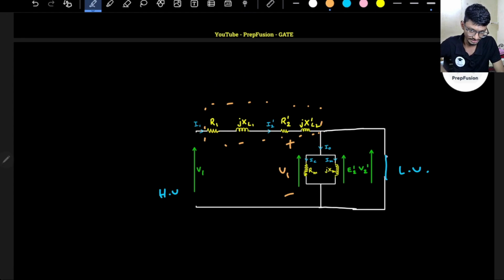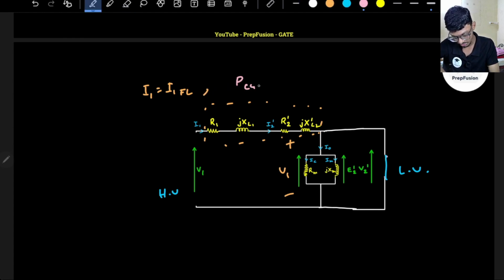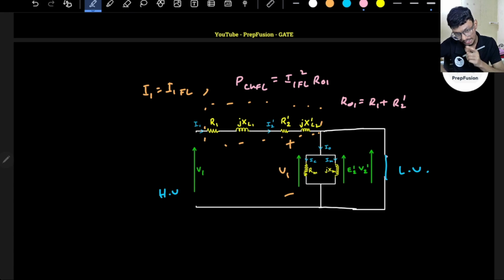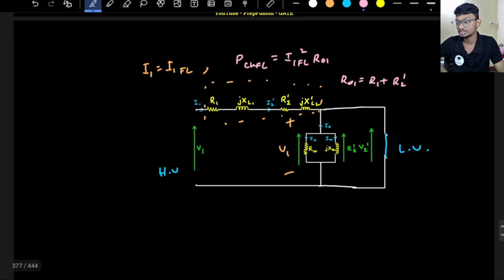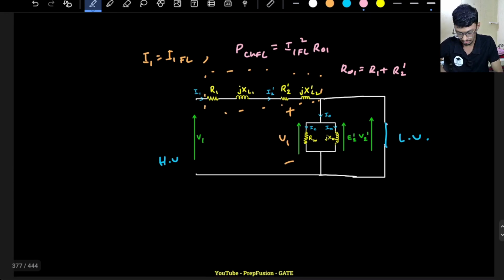And now one question you might have: okay sir, this I1 is basically I1 full load, you are passing full load current. So my copper loss PCUFL will be I1FL square into R01. That is, R01 is what? R01 is basically R1 plus R2 dash. All this is fine. Why are you doing this in the high voltage, sir? Why are you doing this in the high voltage? Why not low voltage?